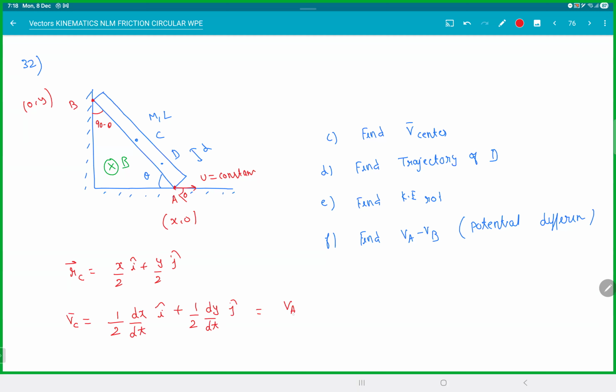dx by dt is velocity of A. Minus vb by dt, minus vb because it's coming down. There, that's your answer.